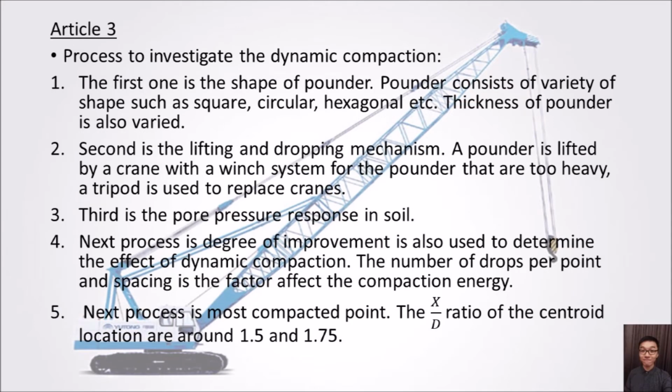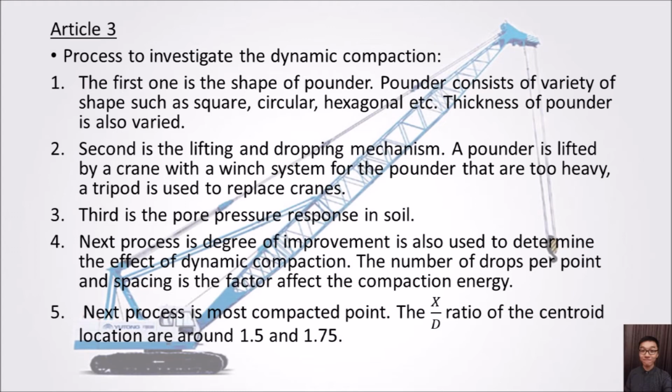My name is Kang, and I'm going to present the Article 3 equipment and process. The process to investigate the dynamic compaction is, first, the shape of the pounder. The pounder consists of various shapes such as square, circular, and hexagon. The thickness of the pounder is also varied. The second is the lifting and dropping mechanism. A pounder is lifted by a crane with a winch system for pounders that are too heavy. A tripod is used to replace cranes.